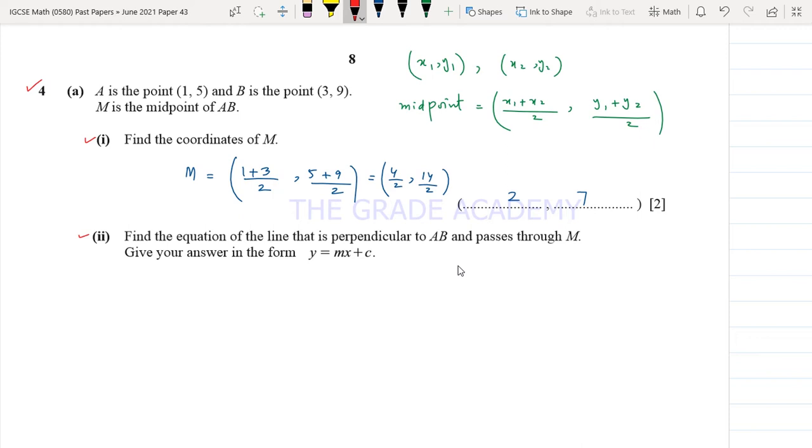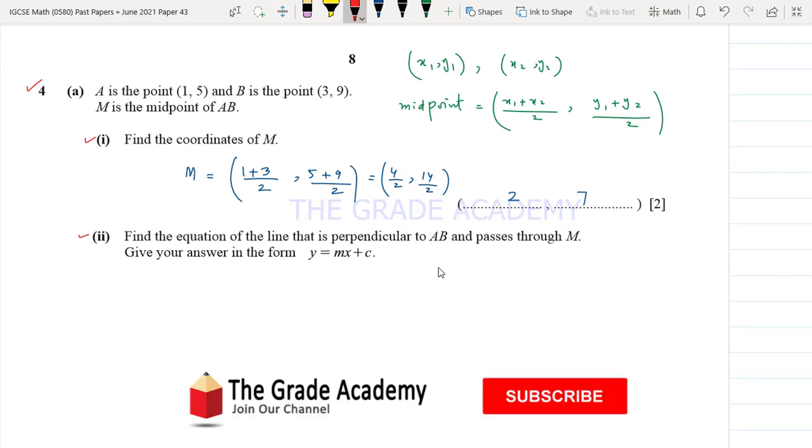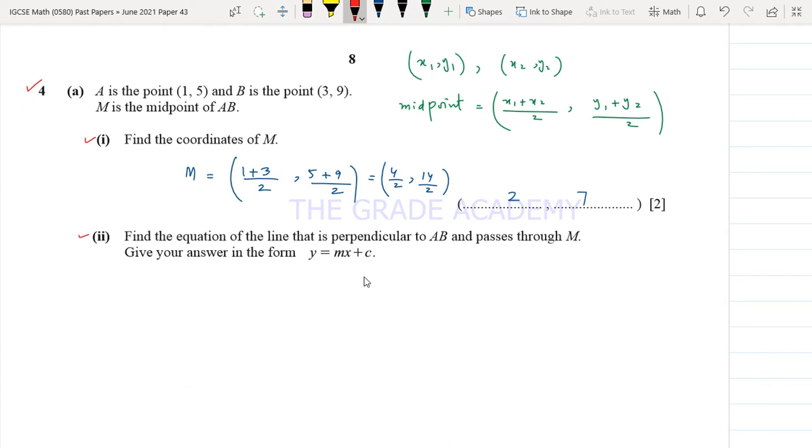Now we have to find the gradient. As our line is perpendicular to the line AB, this means that its gradient will be the negative reciprocal of the gradient of AB, because perpendicular lines have negative reciprocal gradients. So first of all, we find the gradient of AB, and then we will take its negative reciprocal to find the required gradient. Now what is the gradient of AB? We also call it slope or gradient. This is point A, this is point B.